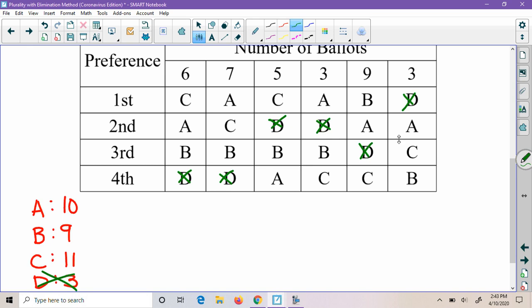Who gets those 3 first place votes from Dawn? Well, it looks like it goes to Alice. So in the second round, sorry, once again, this is so messy. I'll get used to this tablet. In the second round, who picked up those votes? Alice. So Alice is up to 13. Beth is still at 9. Carrie's still at 11. So sorry, Beth. Beth's out of there.